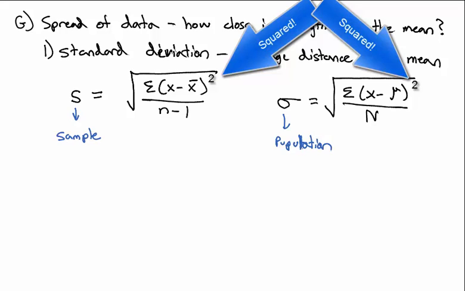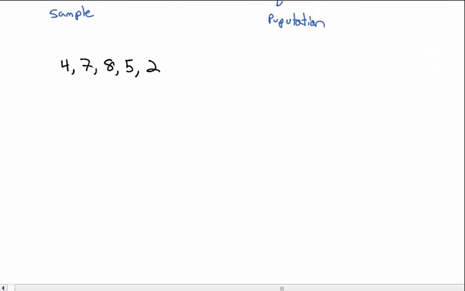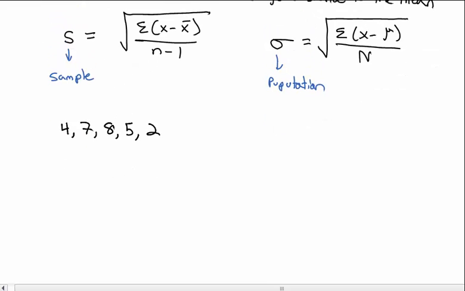of everybody. So if we only have a sample that we're taking, we need to use the formula on the left with S for standard deviation. If we're talking about everybody in the entire population, we'll use the formula on the right. So let's take a look at an example. Let's say I've got the data 4, 7, 8, 5, and 2. Now the way I'm going to calculate the spread of this data, I don't want to lose my formula up there. Again, this is a sample, not the population. There's more than 5 people in the world.